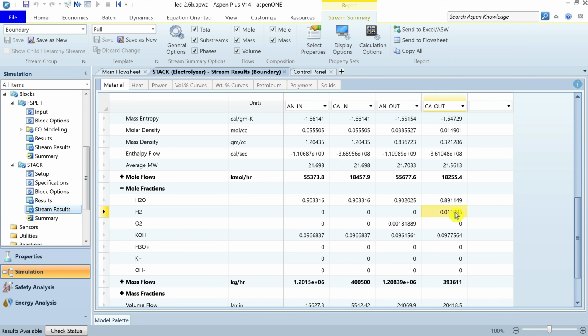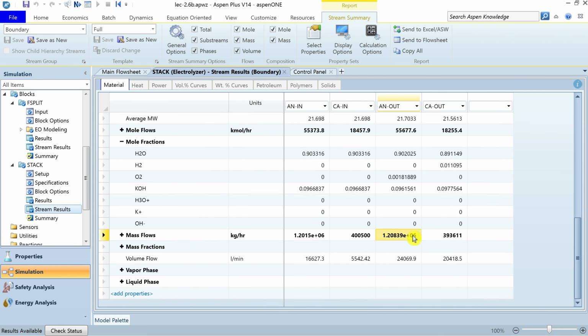Here it is: the purity of hydrogen in the cathode and the purity of oxygen in the anode product stream. You can check the mass in the product streams as well as the volume of the inlet and the product streams. So this is how you can simulate a shortcut electrolyzer block.